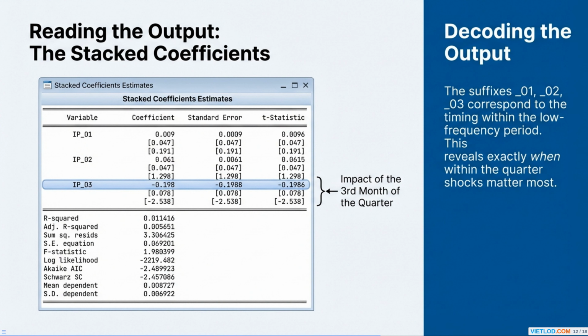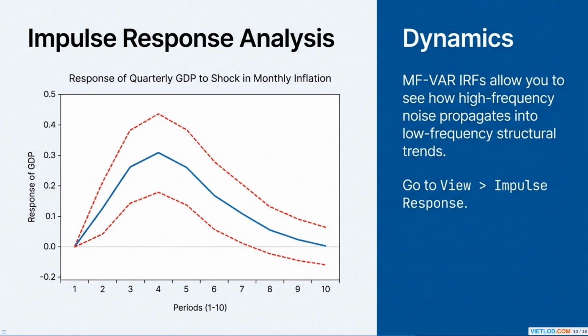Looking at the table, the coefficient for IP sub 01 is 0.009, with a t-statistic of 0.191, which is not significant. In contrast, the coefficient for IP sub 03 is negative 0.198, with a t-statistic of negative 2.538, which is significant at the 5% level. This is a clear demonstration of intra-quarter dynamics.